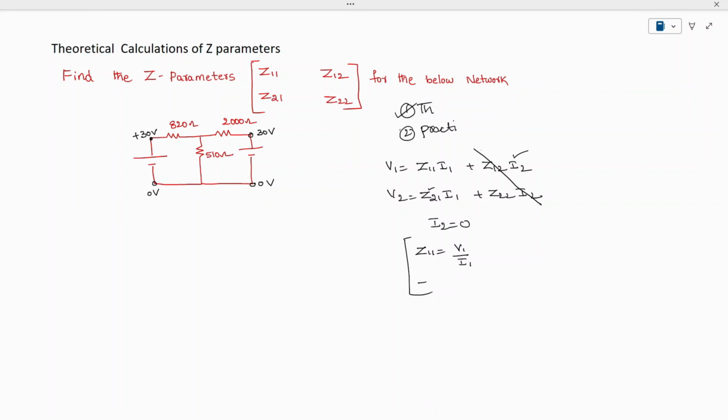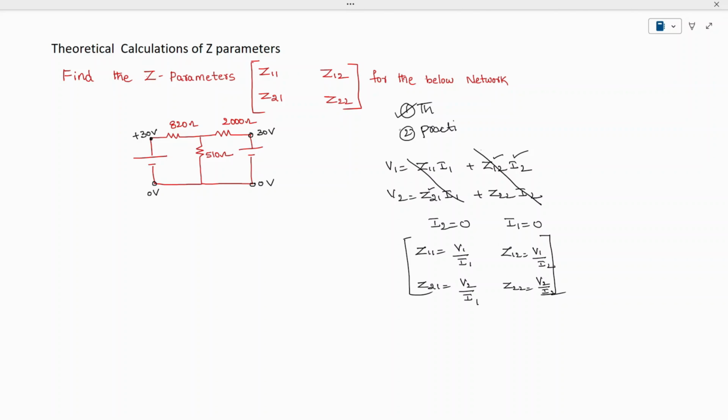Next, Z21. How to find Z21? Z21 is equal to V2 by I1, which is the second step. In the next step, I have to make this parameter 0, therefore I am going to make I1 equal to 0. Whenever I1 is 0, Z12 is equal to V1 by I2, and the value of Z22 is equal to V2 divided by I2. So these are the four parameters we need to find out for the given T network.